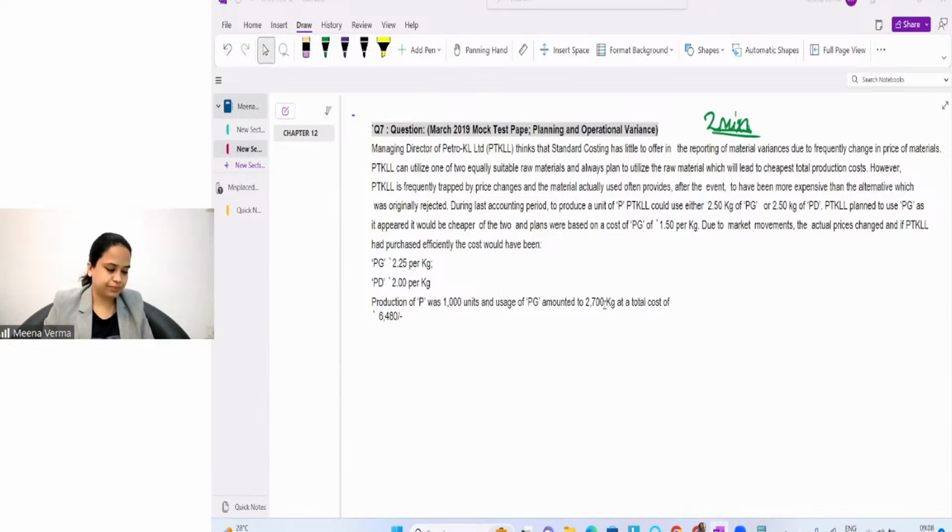So what is the question? The managing director of Petro KL Limited, a company, thinks standard costing has little to offer in reporting of material variances due to frequently changes in price. Now look, price is changing frequently. It means the external environment is responsible.